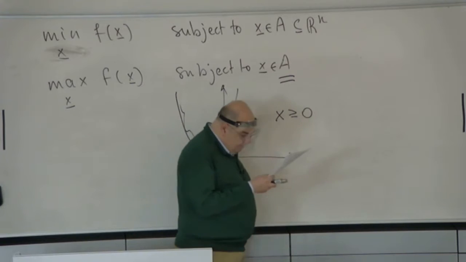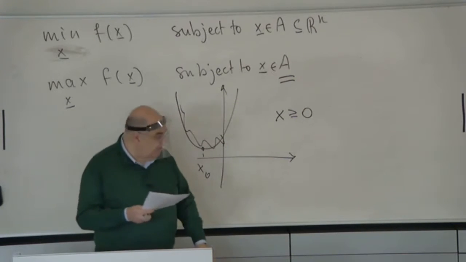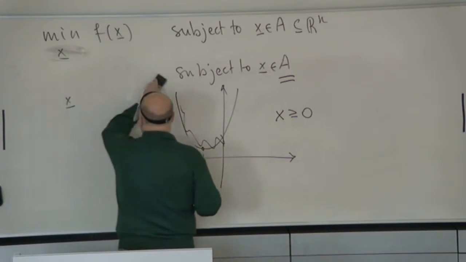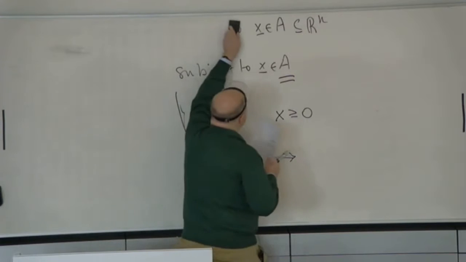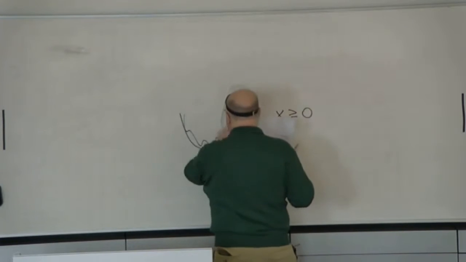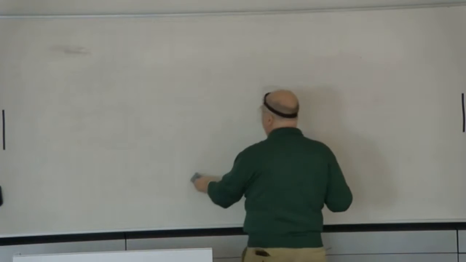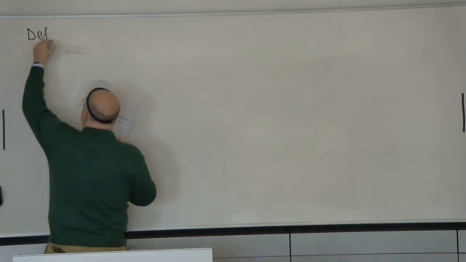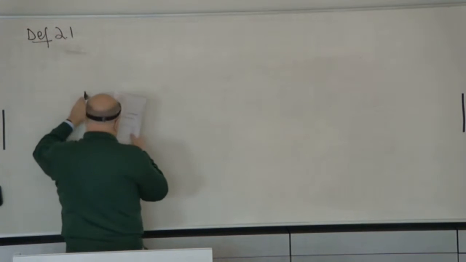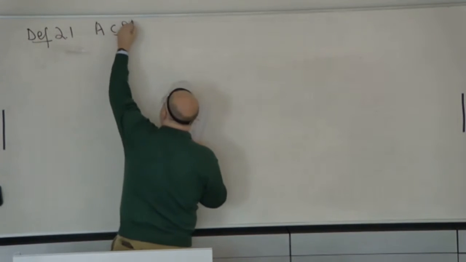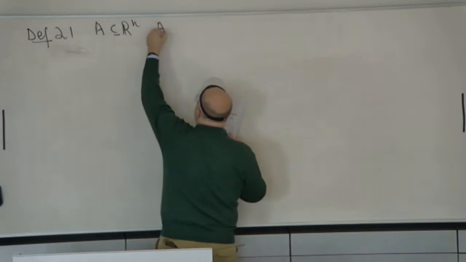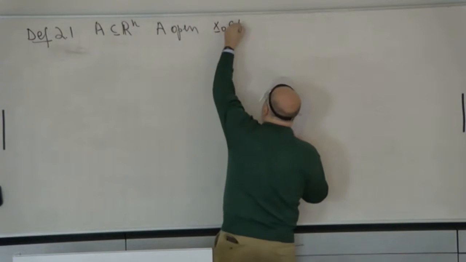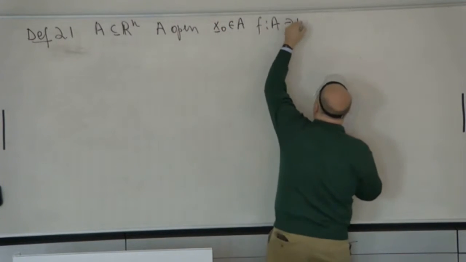let's go with the definition of a maximizer. This is just as a reminder, of course, it's the same definition that I gave you last year. So the definition, this is definition 2.1. We assume that A is open, and we assume that x0 is in A, and we have a function defined on A with real values.